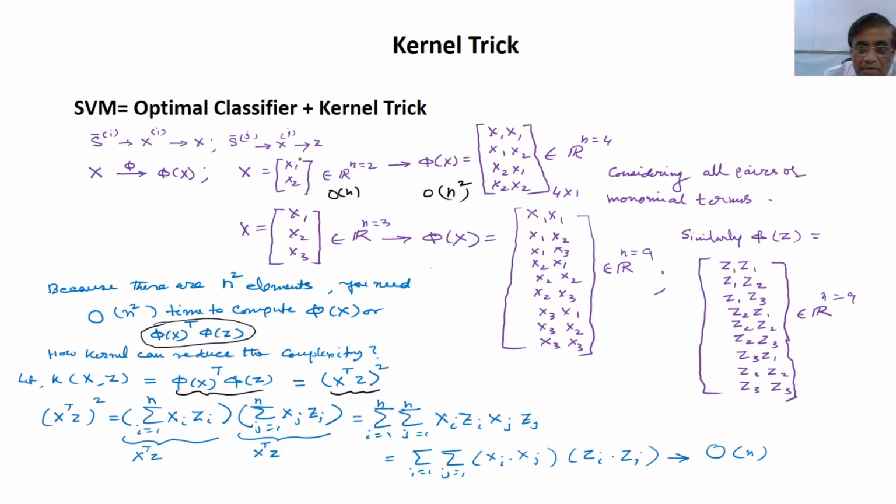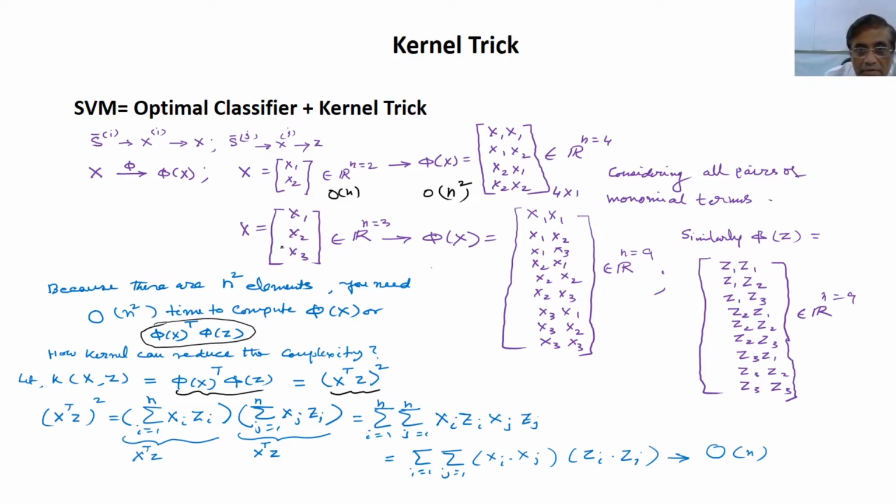So, what are the terms now? All pairwise monomial terms: x1 dot x1, x1 dot x2, x2 dot x1, x2 dot x2. So, this becomes a 4-dimensional space. It was originally 2 dimensional, and it became 4.